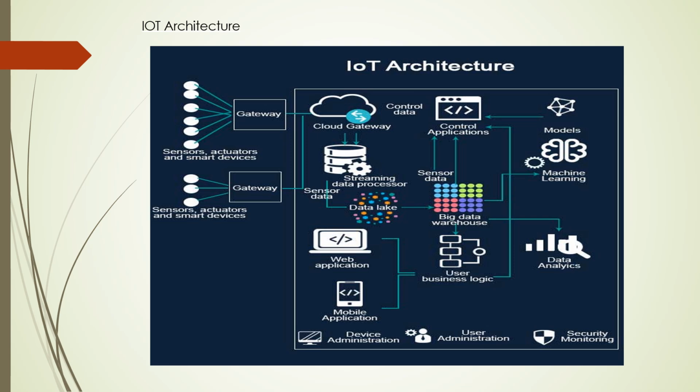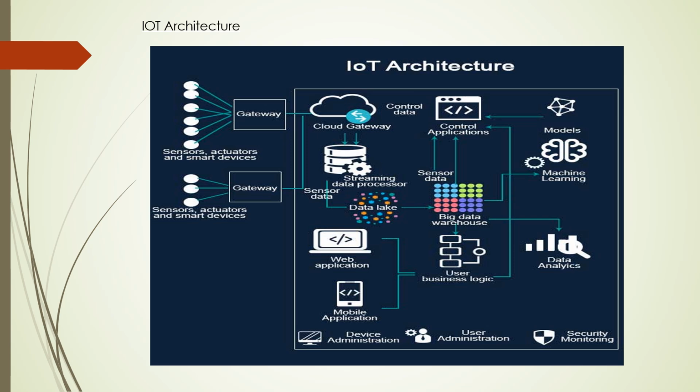Coming to IoT architecture. In IoT architecture, we have a big data warehouse, where the data is stored. And also we have sensor data, such as control applications. We have modules based on machine learning, data analytics, user business logic, web applications, mobile applications, and coming to administration services, we have device administration, user administration, security monitoring, streaming data processor. And we have cloud gateway for the backup of data and control data.